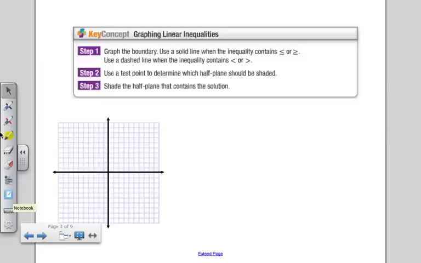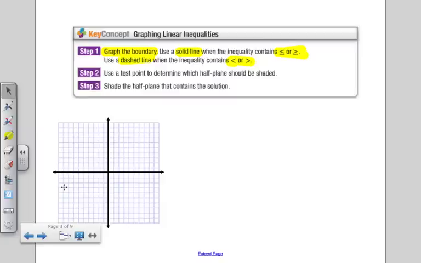So to graph a linear inequality, there are 3 steps. The first thing you're going to do is graph the boundary. And you use a solid line when the inequality contains less than or equal to or greater than or equal to, and you use a dashed line when it's just less than or greater than.